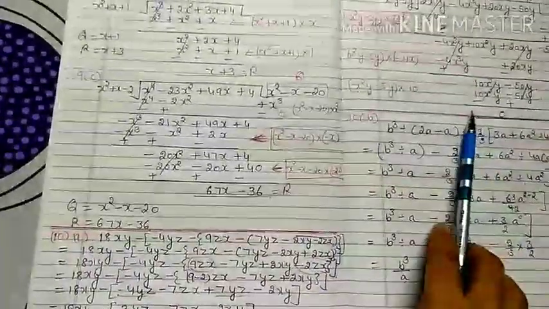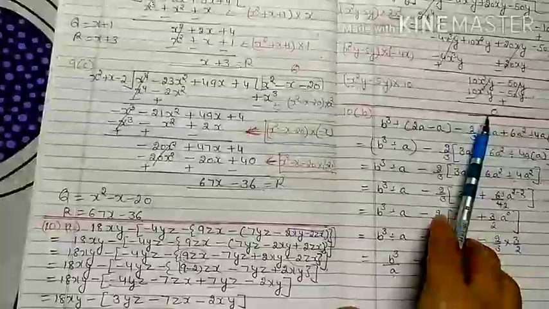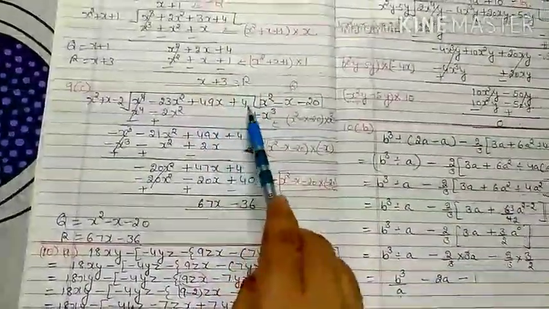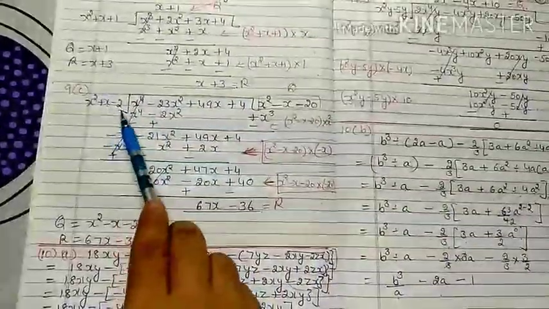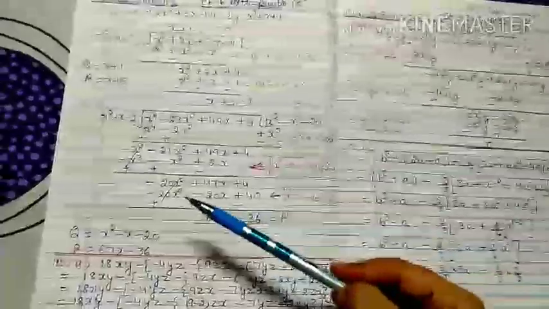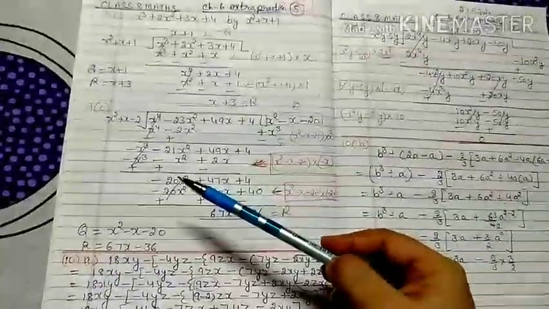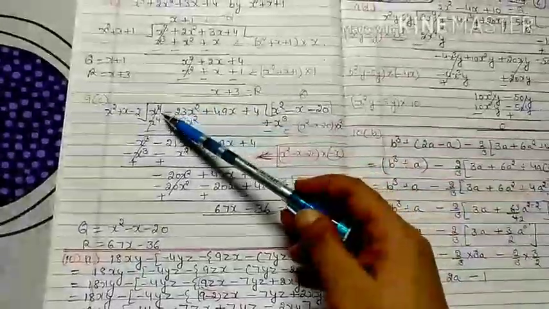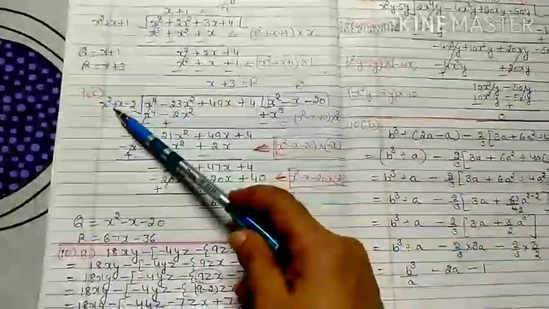In ninth question C part, it is the same thing. You divide x cube minus 23x square plus 49x plus 4 by x square plus x minus 2, which is the divisor. One by one you have to set the target which you have to remove, and according to that you have to think about the number. So my next target is the higher power of x.